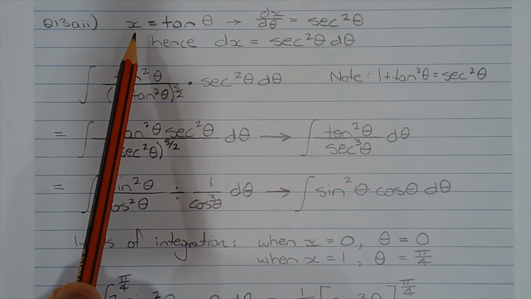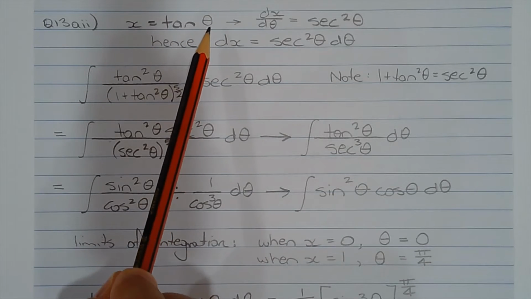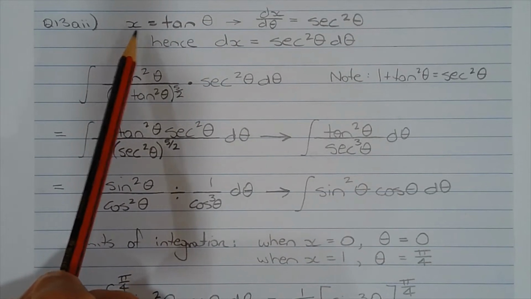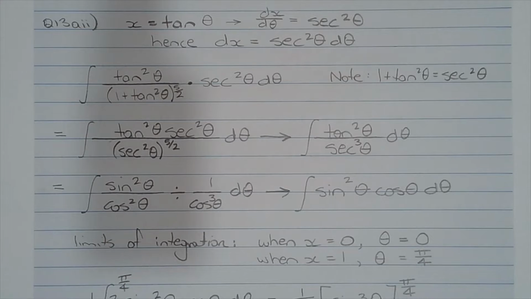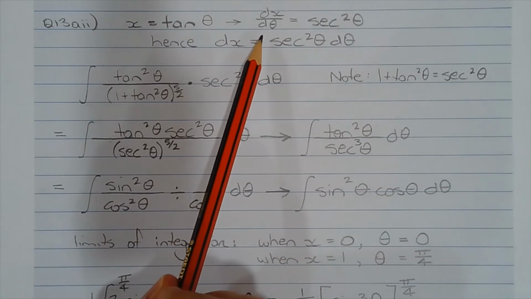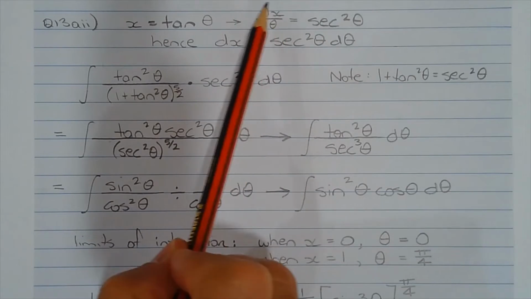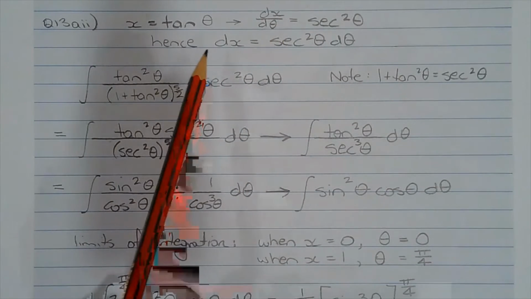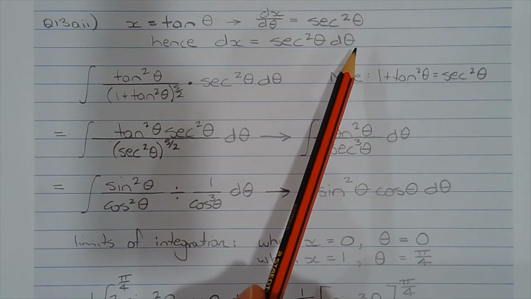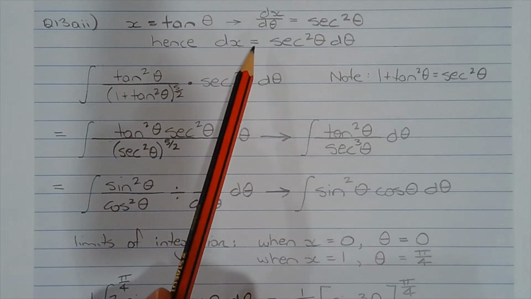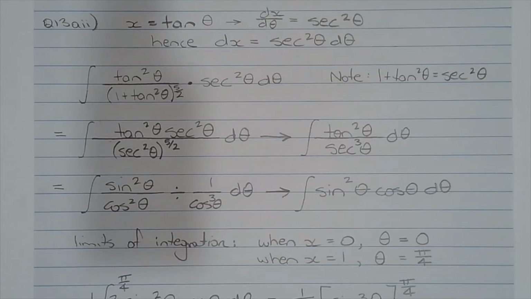The substitution is x equals tan theta. So that means anywhere we see x in the integral, we're going to replace that with tan theta. Also, dx/d theta is equal to sec squared theta. Multiplying both sides by d theta to make dx the subject of the formula, we get dx is equal to sec squared theta d theta. And the right hand side will replace the dx in the integral.